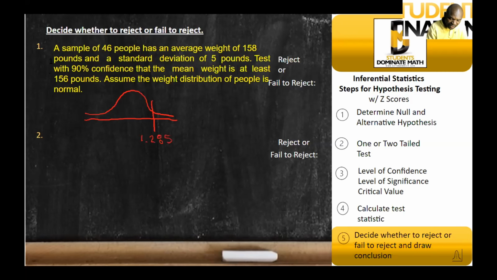1.285. That was our critical value. We had a tail to the right of that, and sort of the border that separates what we call the rejection region from the acceptance region. Sometimes it's said failure to reject region. Anything to the right of the critical value we will reject. Anything to the left we will fail to reject, or accept.